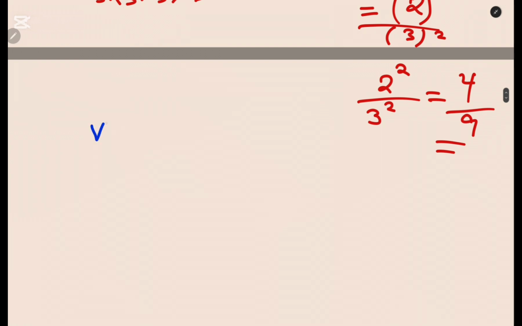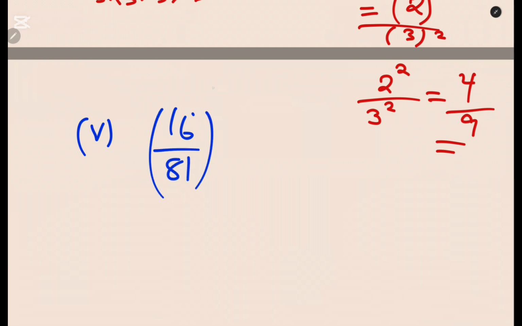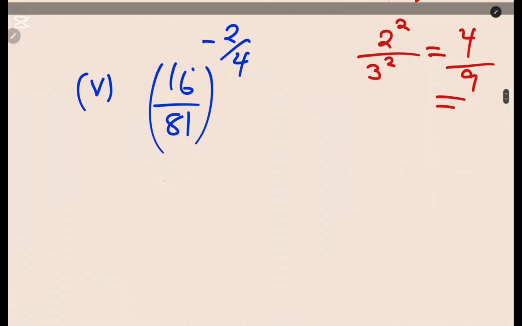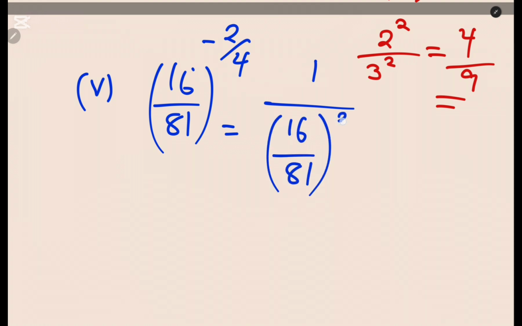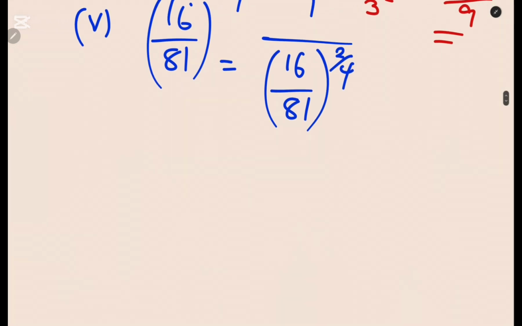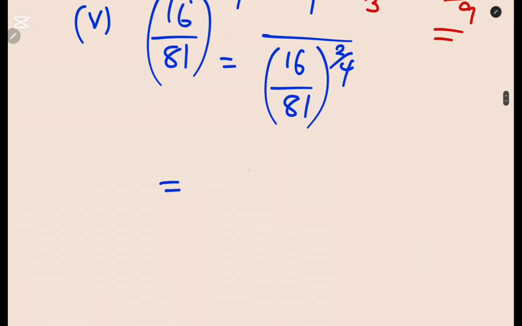And we are going to say, this is example number 5. So in this case, we are saying 16 over 81 to the power negative 2 over 4. How is this one going to be? So to start with this one, you put a 1 on top. Then of course you write 16 over 81. And of course to the power 2 over 4 become positive. Alright, we continue.